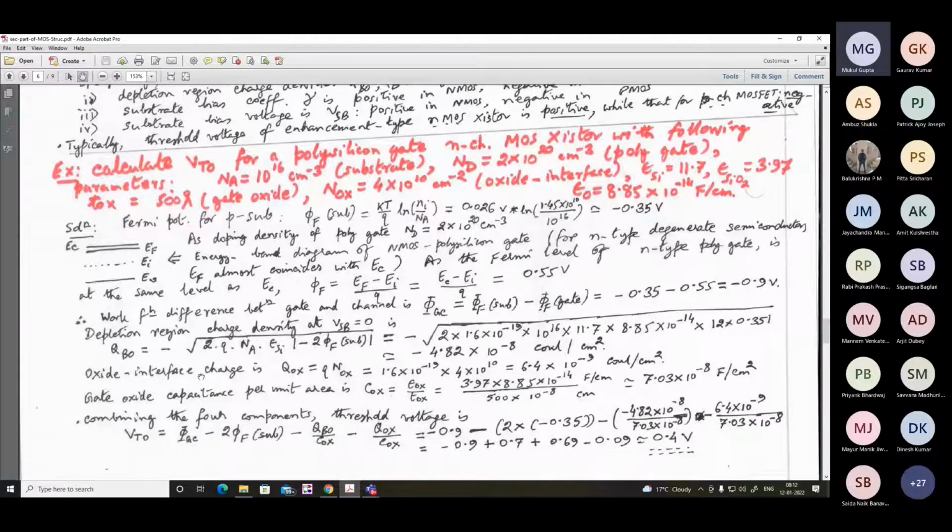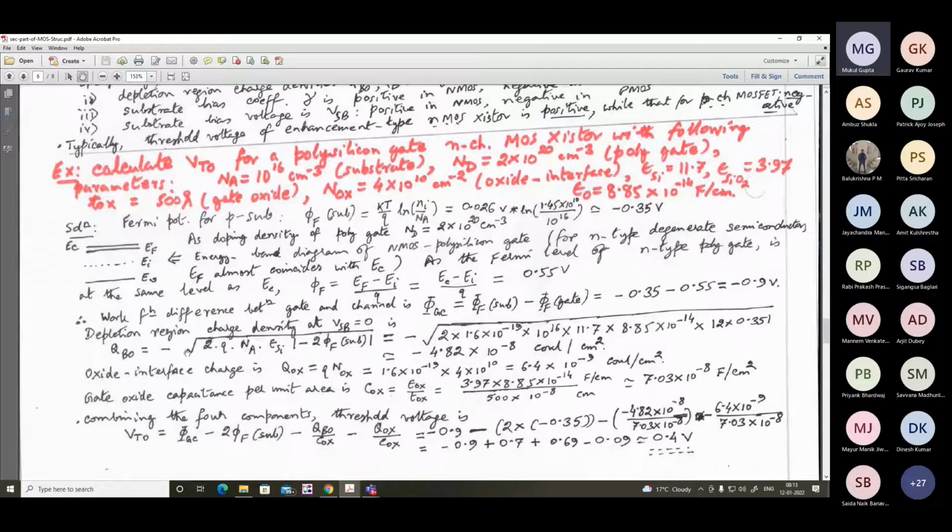Okay, and next, the second component is minus 2 phi F. That is, sorry, minus 2 into 0.35. That is the minus 2 phi F. The third component, if you have to know, is equal to minus QB0 by COX. Now, here we are supposed to calculate the zero bias threshold voltage. So what is the zero bias depletion area charge? That we can write in this form.